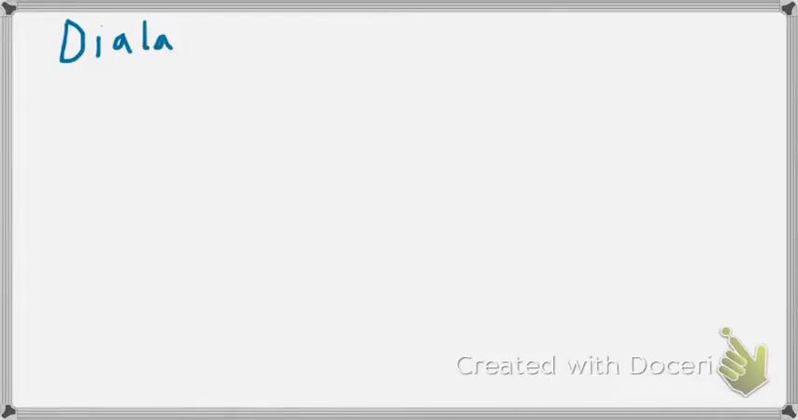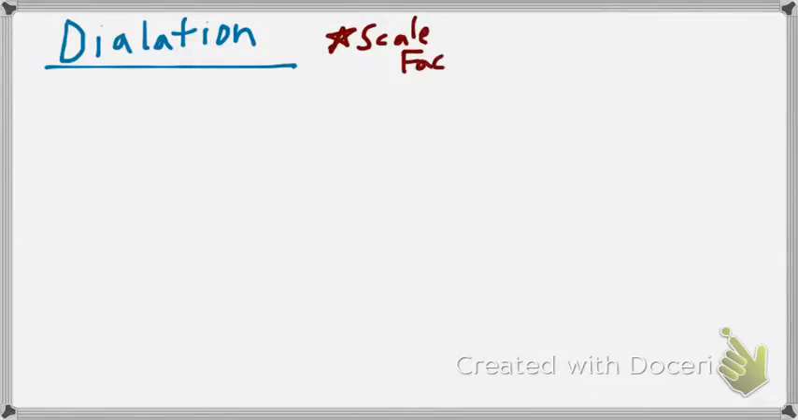Now let's look at the last one, which I really think is one of the easier ones, dilation. A dilation is where we're going to make our shape bigger or smaller. We're going to dilate the image to make it bigger or smaller. Dilations use what's called a scale factor. A scale factor is what we're going to multiply by to make that shape bigger or smaller. So, we're going to take that scale factor and multiply every point that we have by the scale factor.